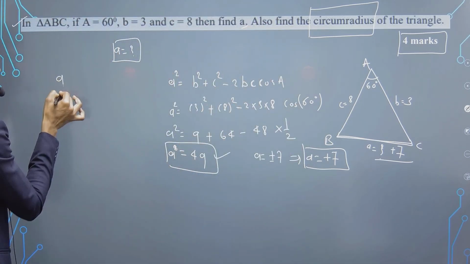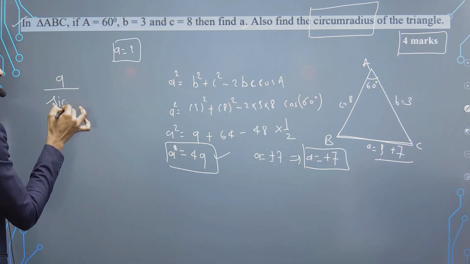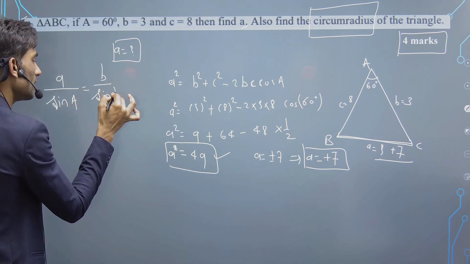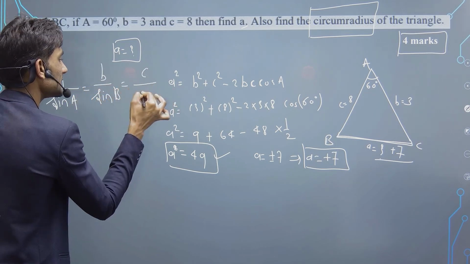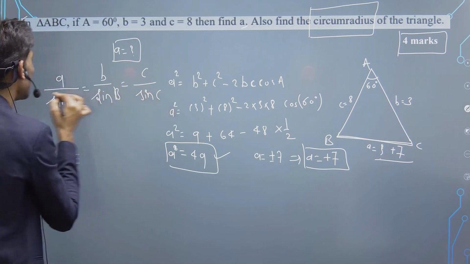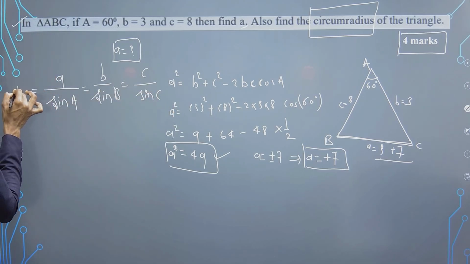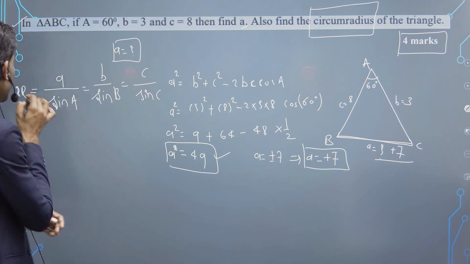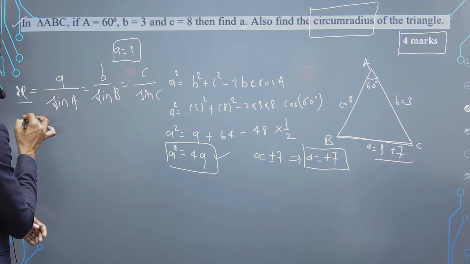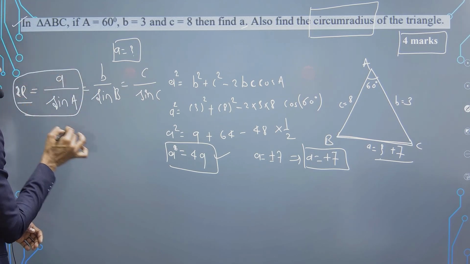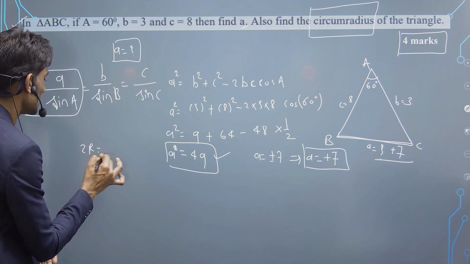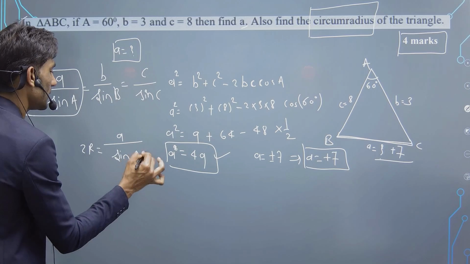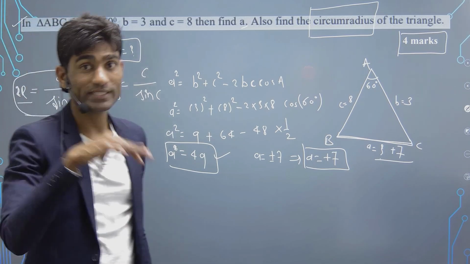We know that a upon sin A is equal to b upon sin B, which is equal to c upon sin C, which is equal to 2R, where R is the circumradius. Take one of the parts from here. So we get 2R equal to a upon sin A.